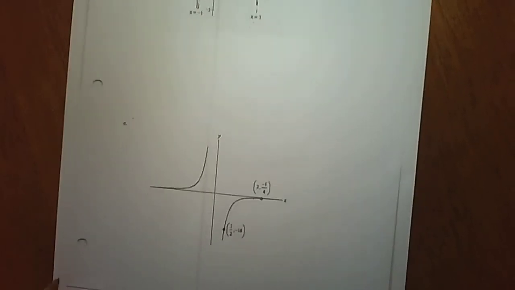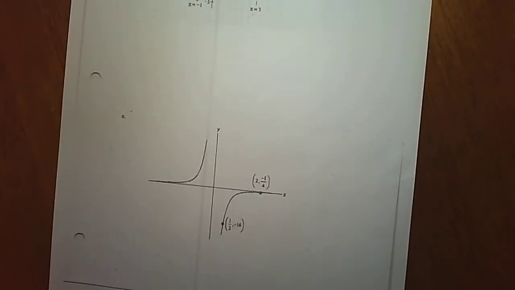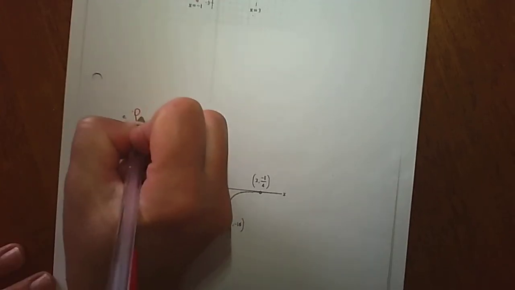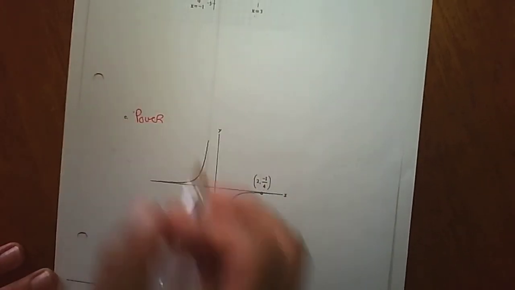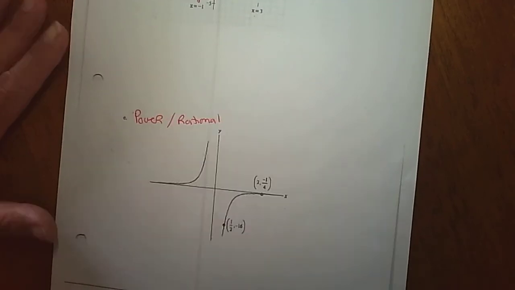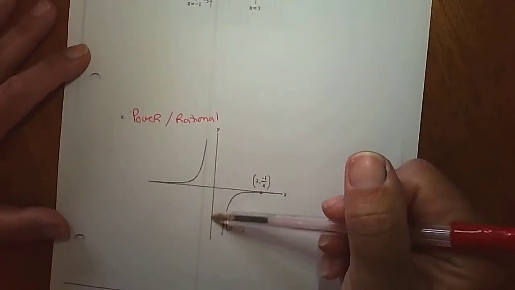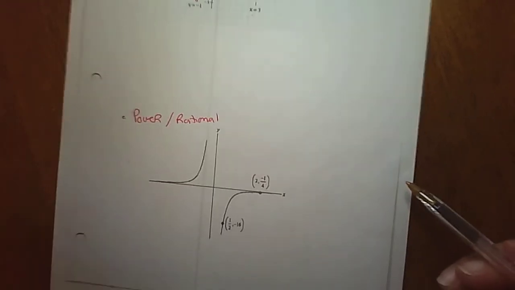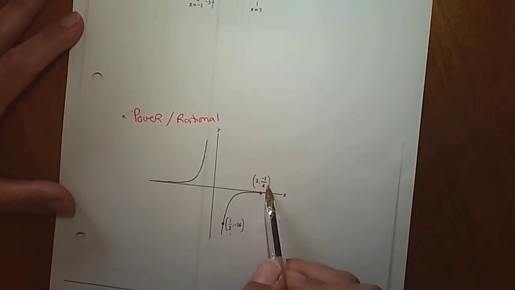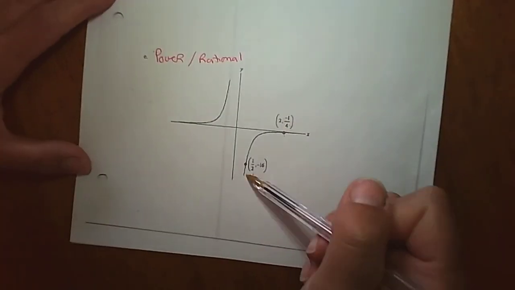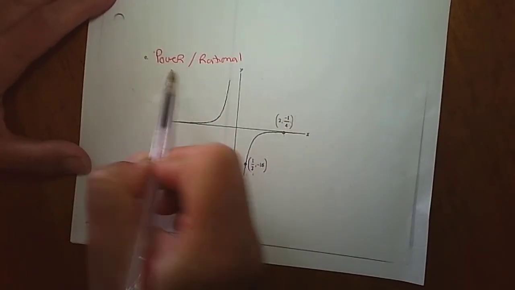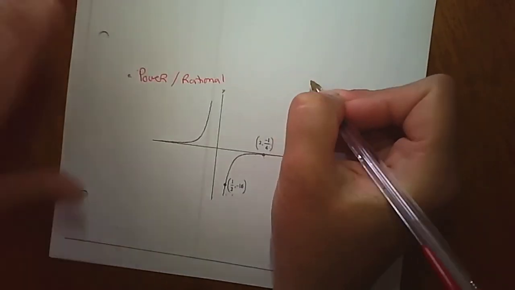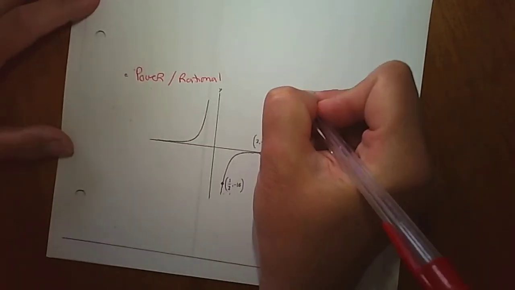All right, next one. Now, technically, this is a power function, but it's also considered a rational. So this would be power/rational. And the reason why I say that is because there's a vertical asymptote here. Everybody see that? And I'm going to show you 2 different ways of doing this. But because they gave us 2 points, I'm going to handle it as a power function. And I'm going to explain why they're kind of connected.